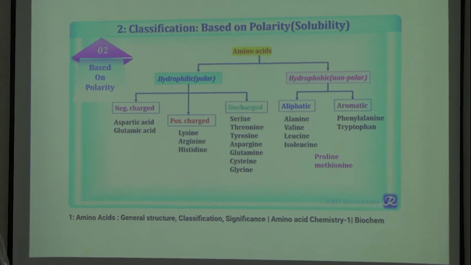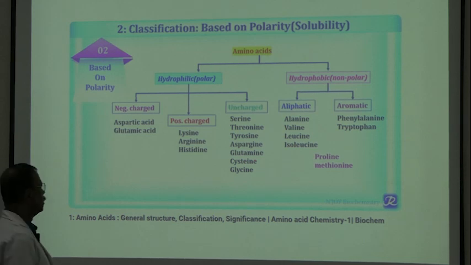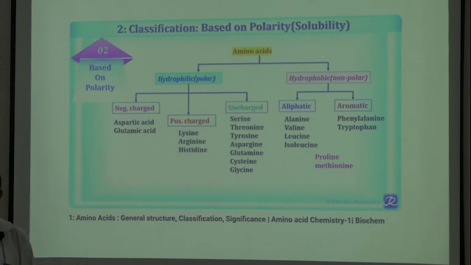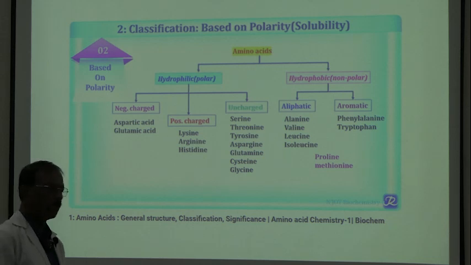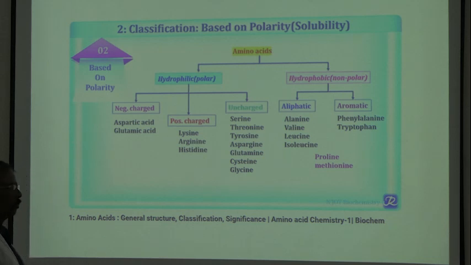Uncharged amino acids are those which are soluble in water. They are serine, threonine, tyrosine, asparagine, glutamine, cysteine and glycine. Tyrosine, even though it is not readily soluble in water, is to some degree soluble in water. That's why it is kept in here.